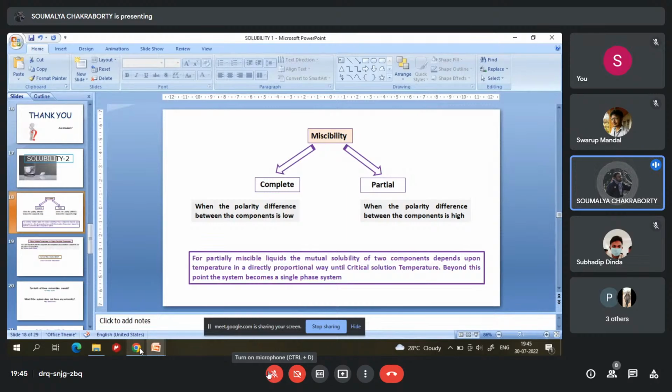When we go beyond the critical solution temperature, they behave like a completely miscible liquid. Beyond that temperature, they will be miscible at all temperatures and in all proportions. That will form a single phase transparent liquid. Below that temperature, they will form a phase separated turbid liquid. So this is the concept of critical solution temperature, also known as the upper consolute temperature. Is it clear? Do you have any doubt?